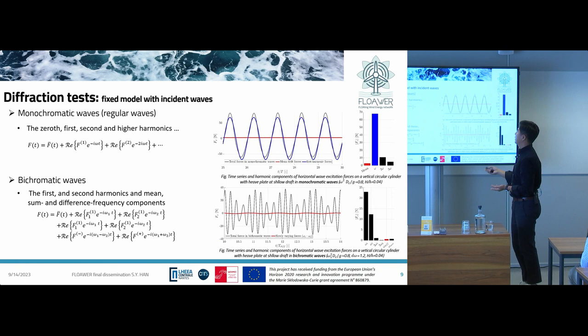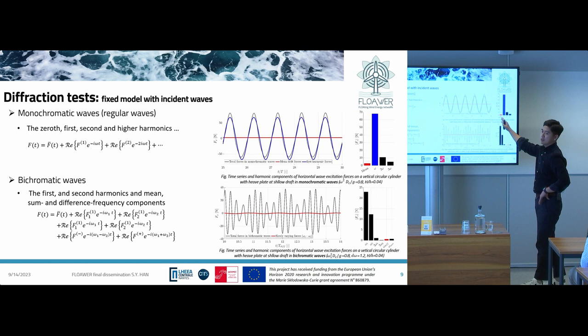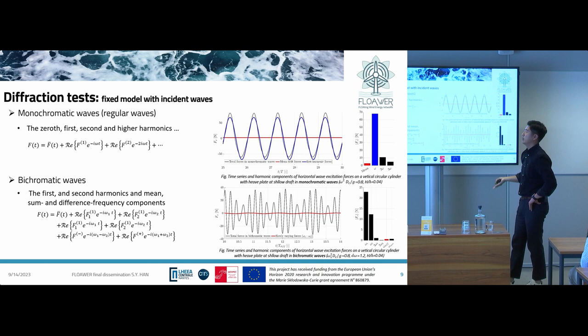And this is the example of the horizontal forces in monochromatic waves, and we could recognize that we have only a single frequency response in the time history. After we have a look at the Fourier series analysis, we have the mean, which is the zero harmonic component, and the first harmonic and second harmonic and more higher harmonic components in the time history.